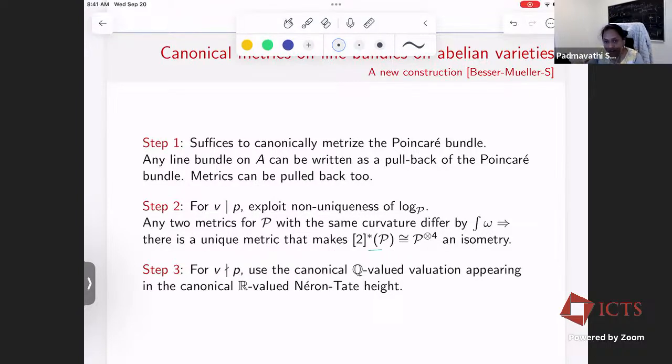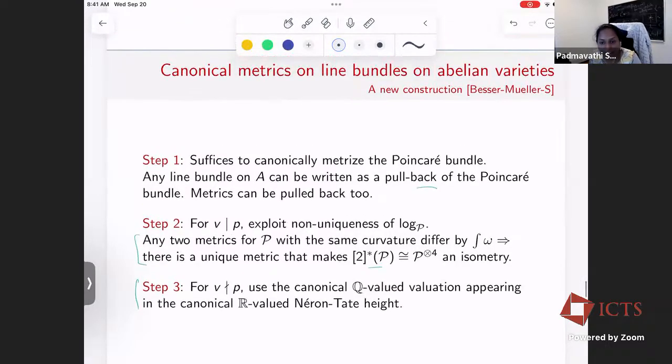So if you make this choice, these choices of canonical log functions and canonical valuations away from P, if you package them together, you get a canonical adelic metric on the Poincaré bundle, and then by pullback to arbitrary line bundles on abelian varieties. So that's the construction of the canonical p-adic adelic metric and p-adic height.